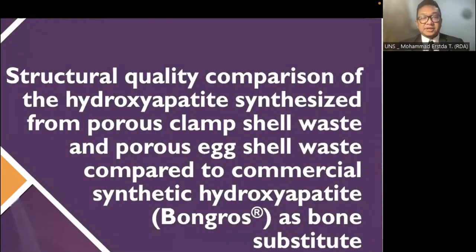Thank you for the opportunity for me to present my final paper, with the title Structural Quality Comparison of the Hydroxyapatite synthesized from porous clam shell waste and porous egg shell waste, compared to the commercial synthetic hydroxyapatite Pongros as a bone substitute.